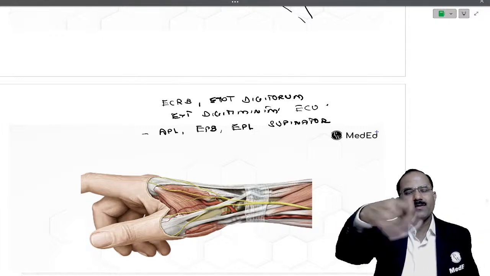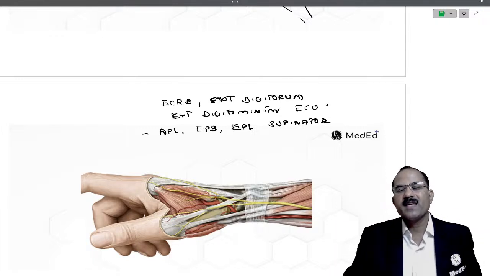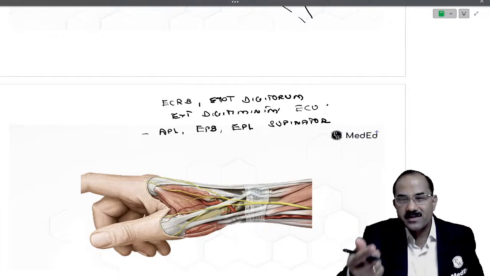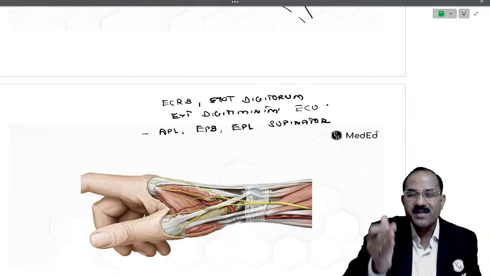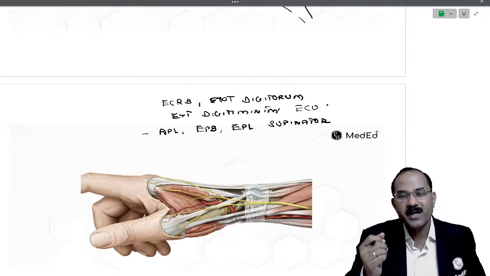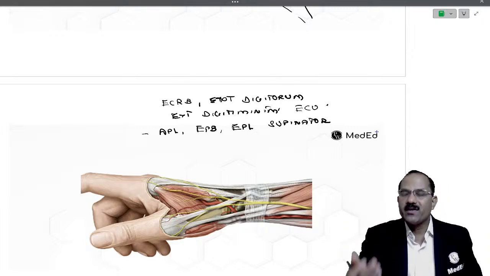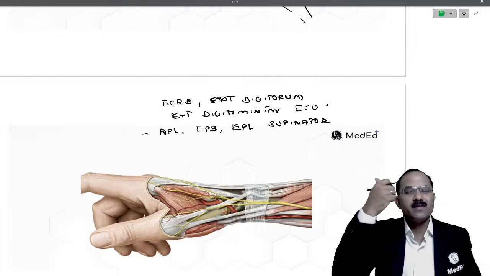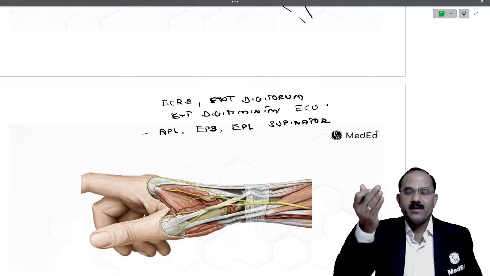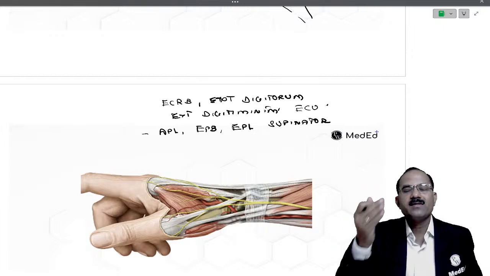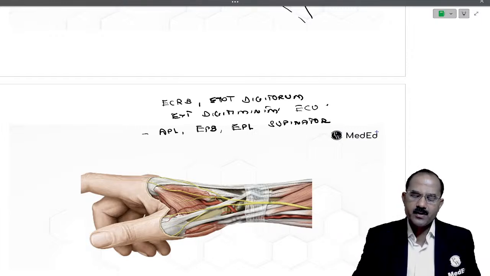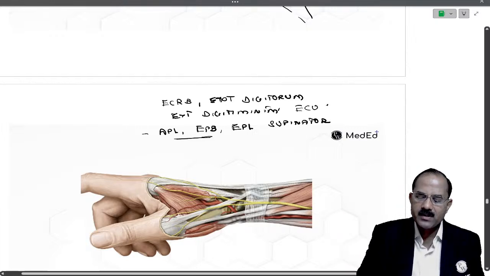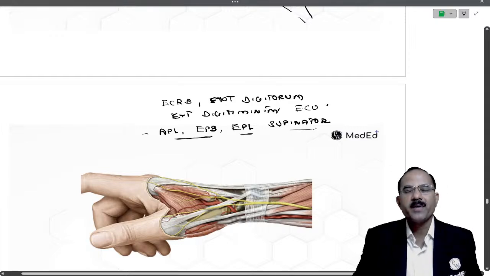See, what are the superficial muscles of the forearm? Brachioradialis, extensor carpi radialis longus, that is supplied by radial nerve. The other is anconeus, that is supplied by radial nerve in the spiral groove. Now who is left? The extensor carpi radialis brevis, the extensor digitorum, the extensor digiti minimi, extensor carpi ulnaris, and the deep muscles. Clear, child? Abductor pollicis longus, extensor pollicis brevis, extensor pollicis longus, and supinator.